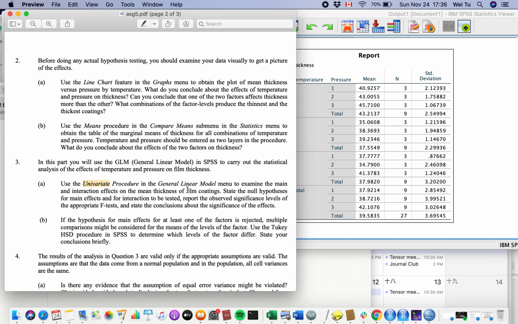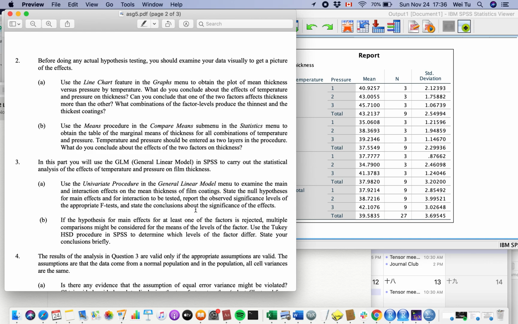So we're going to test 2 things. We're going to examine the main effect and interaction effect. So we have 2 factors. So in that case, we have 2 main effects, and then the interaction of these 2, an interaction effect. So in total, we have 3 effects. Okay, 2 main effects and 1 interaction effect. We have to state a null hypothesis for main effects and for interaction to be tested. Report the observed significance level.